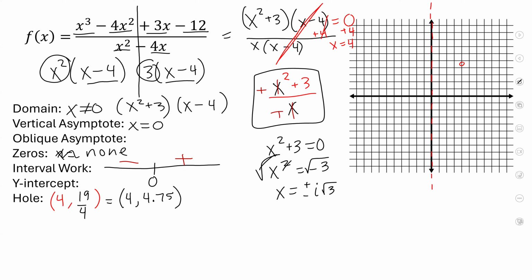And do I have a y-intercept? No. Or yes, I do. No, I don't. I don't have one. I'm going to put none for y-intercept. Okay, now let's find that oblique asymptote.